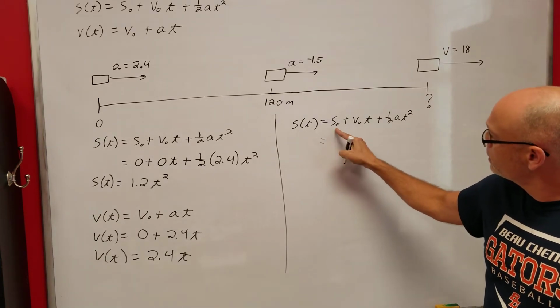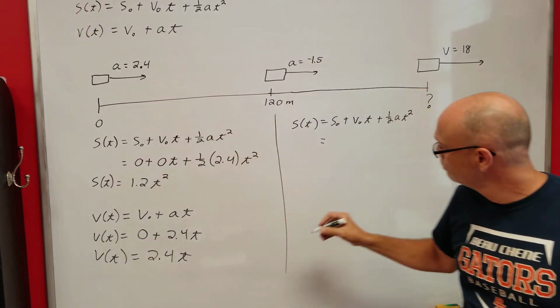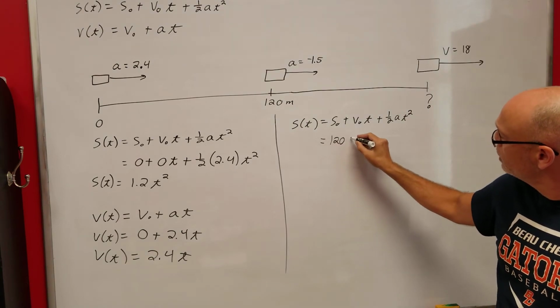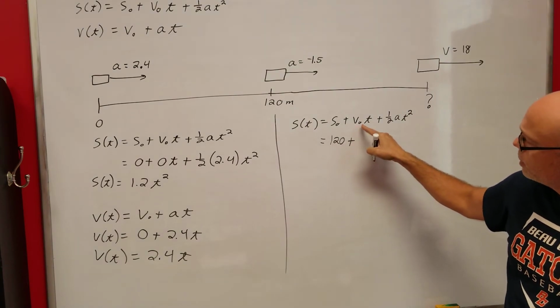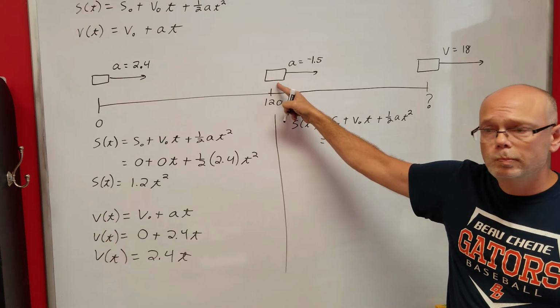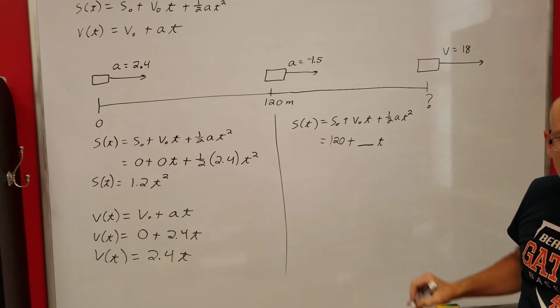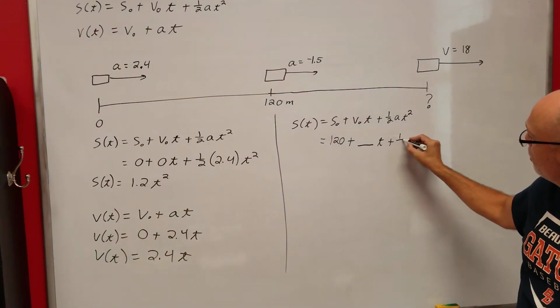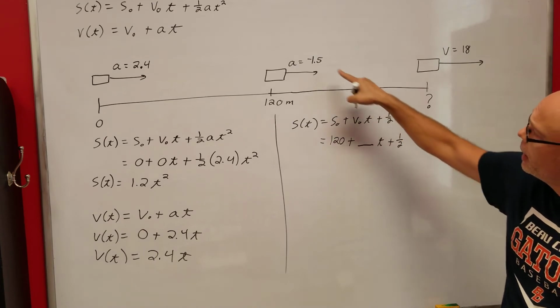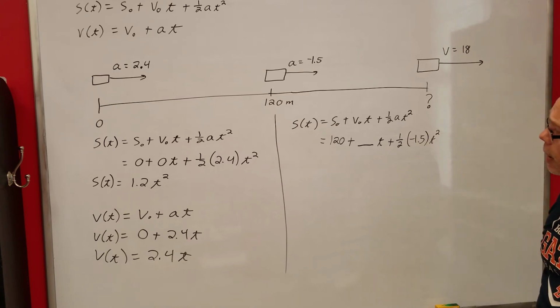So let's see. S of t, what's my initial position right here? Where am I at initially if I start the watch right here? I'm at 120, right? Plus V subscript of 0 times t. What is my initial velocity at this part? I don't know. So I'm going to leave that blank for now. Initial velocity times time, plus 1/2 times a t squared. A is what? Negative 1.5 t squared. All right, I'm going to fill this in a minute, okay? Because I don't know what it is yet.